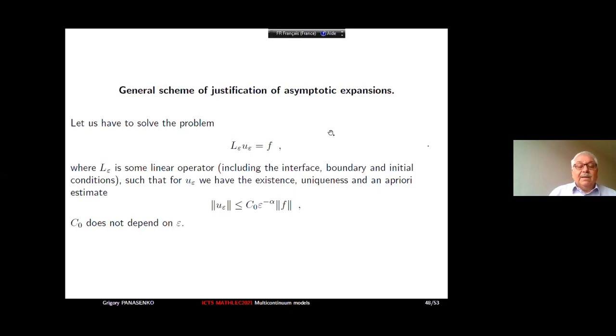So, concluding, I would like to present the main idea of justification of asymptotic expansions. If we need to solve some problem which depends on a small parameter, we prove, of course, as always in mathematics, the existence and uniqueness of the solution and an a priori estimate. In this a priori estimate, we can even have a constant that may depend badly on the small parameter, with negative power of epsilon. It's not too dangerous if it is not exponential, because we can always improve the order of approximation, adding new terms and paying by the regularity.